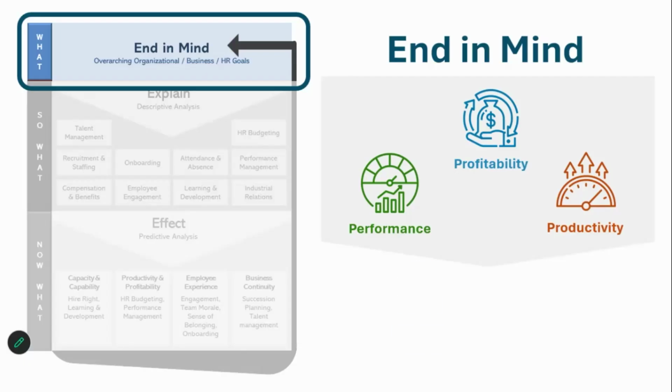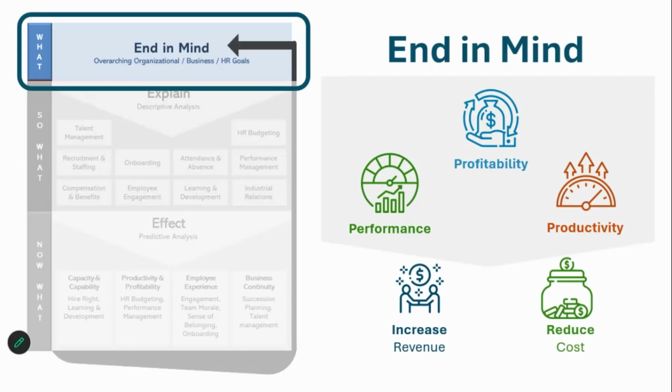In short, they want to increase revenue and they want to reduce costs. Ultimately, these are the two main objectives they want to have in mind. So for the HR or for whoever they want to present the report to the management or to the stakeholders, you want to have these two things in mind. Either you want to increase revenue or reduce costs.